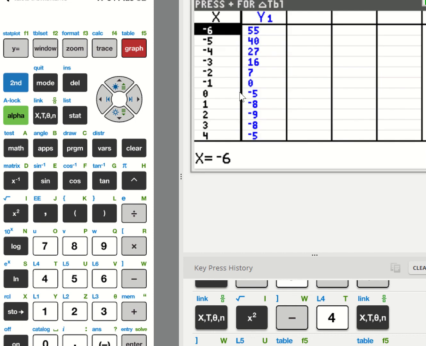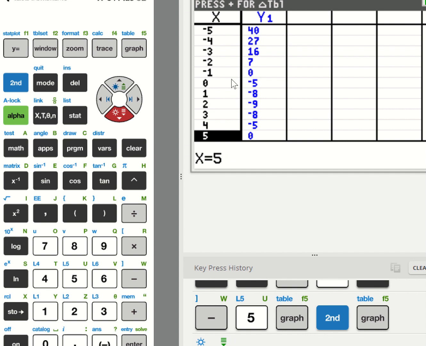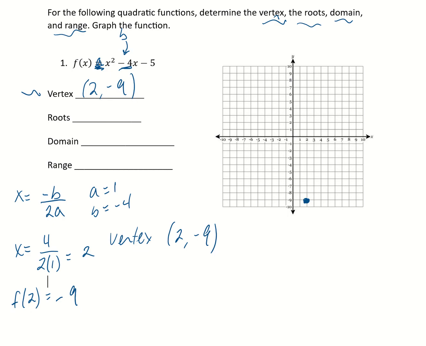Now remember, the roots are where y is 0. So that's going to be an important point. And then noting the vertex is going to be an important point because we want to graph on both sides of the vertex. So I'm going to graph the roots 5, 0, and negative 1, 0.